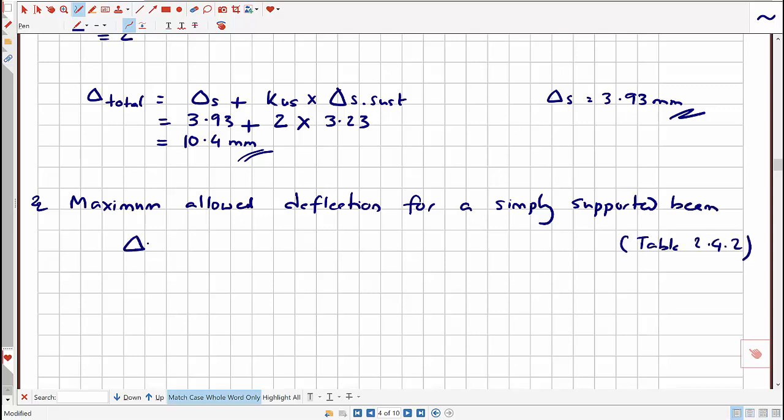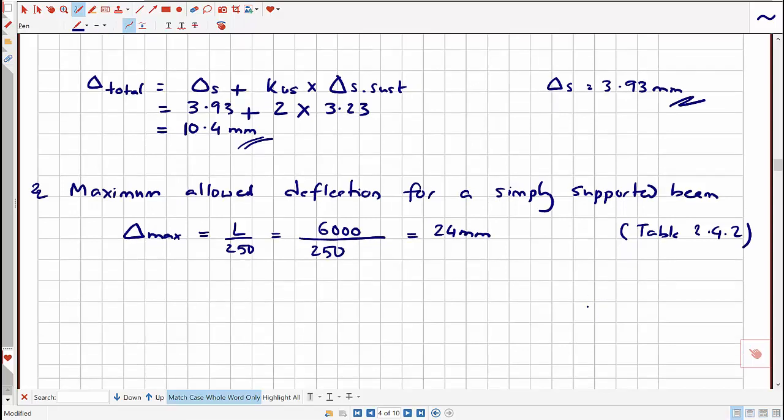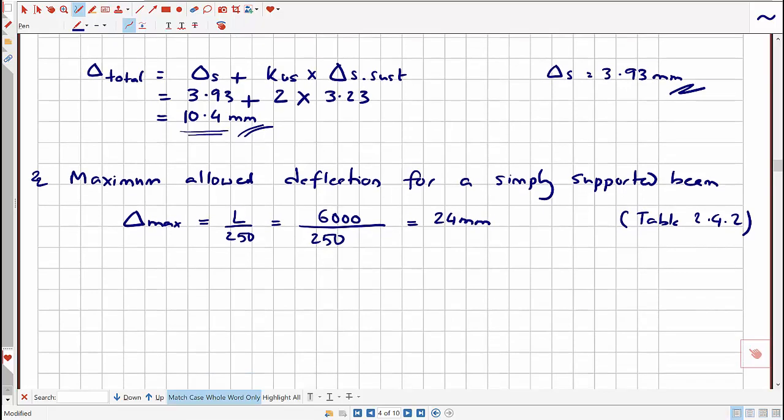The maximum deflection, delta max, for the simply supported beam is given as L over 250 from table 2.4.2. L in this case is 6000 millimeter, so the maximum deflection comes out to be 24 millimeter. The maximum deflection allowed in the beam is 24 millimeter, whereas our total deflection is 10.4 millimeter and the short-term deflection is only 3.93 millimeter. Therefore, it satisfies the maximum deflection requirement for the beam. Both the short-term and long-term deflections satisfy the maximum deflection allowed.